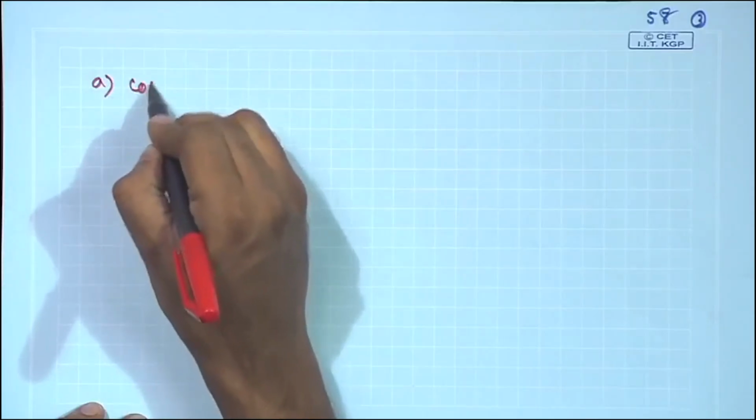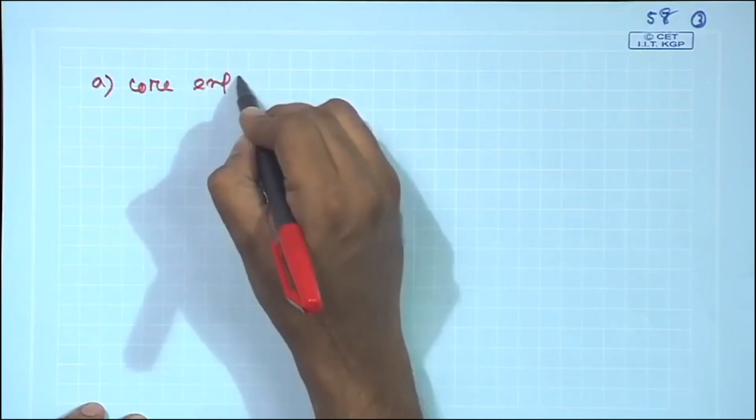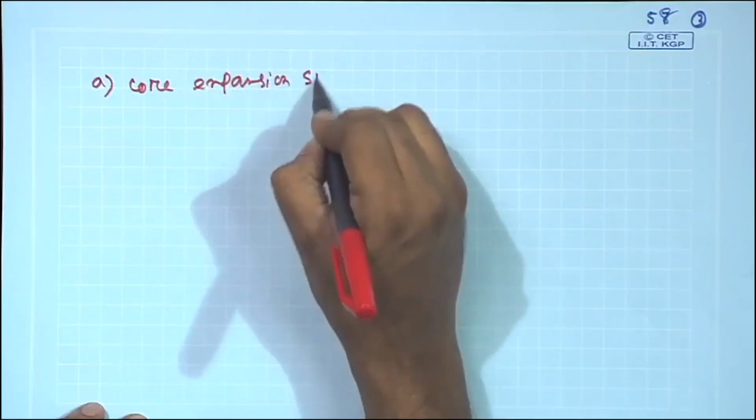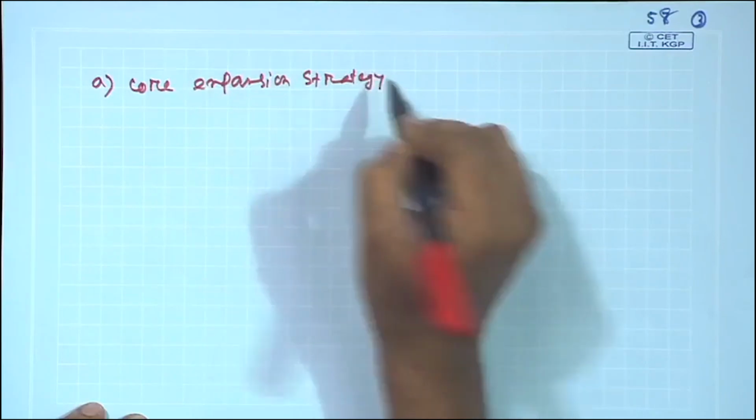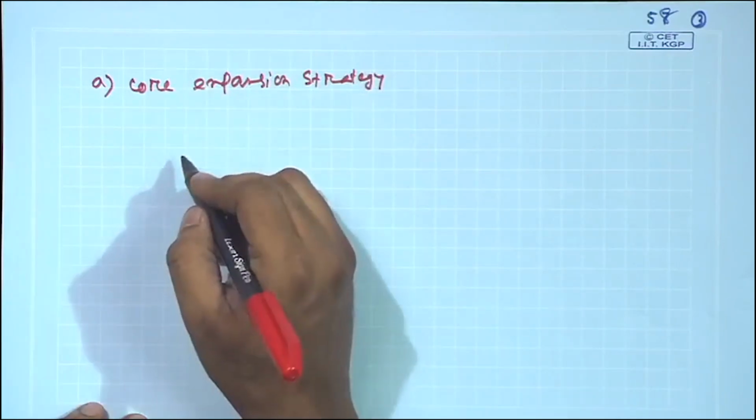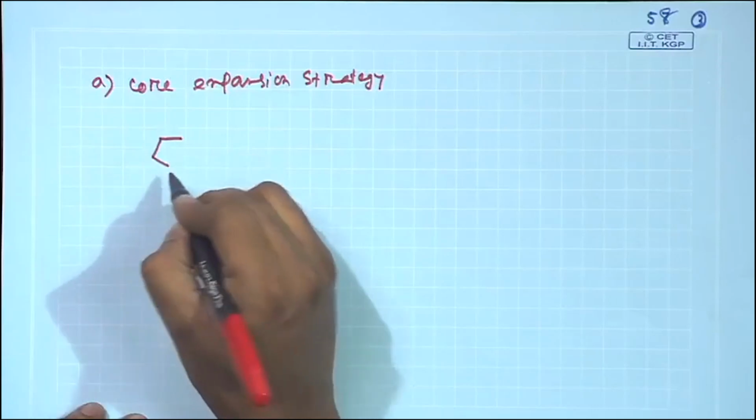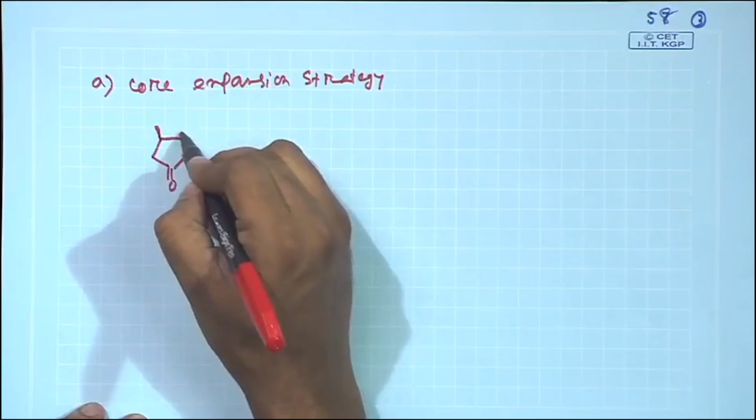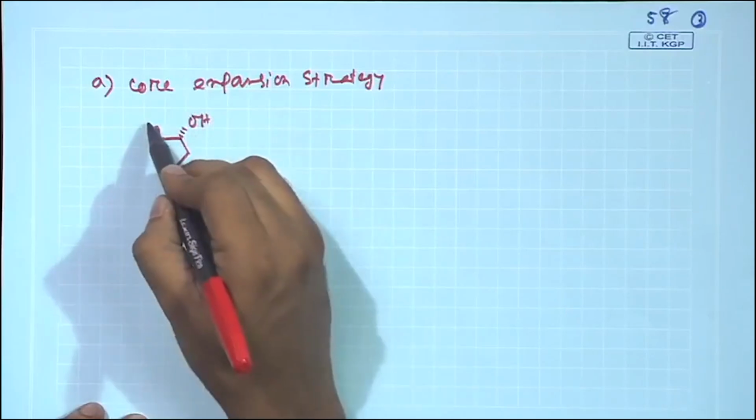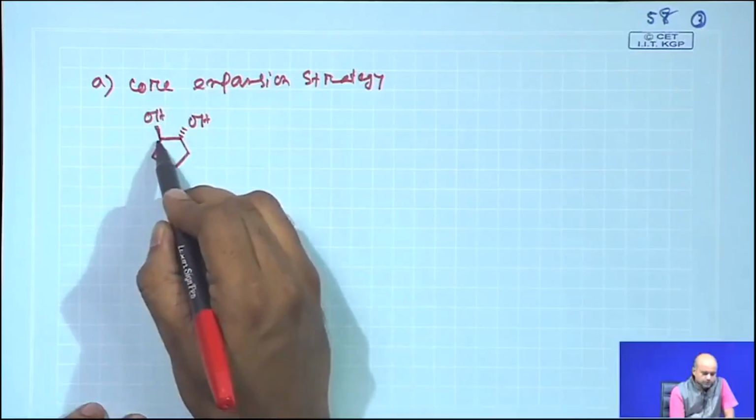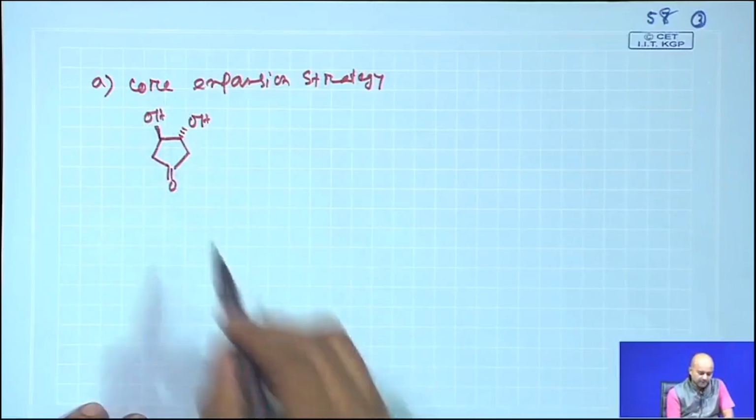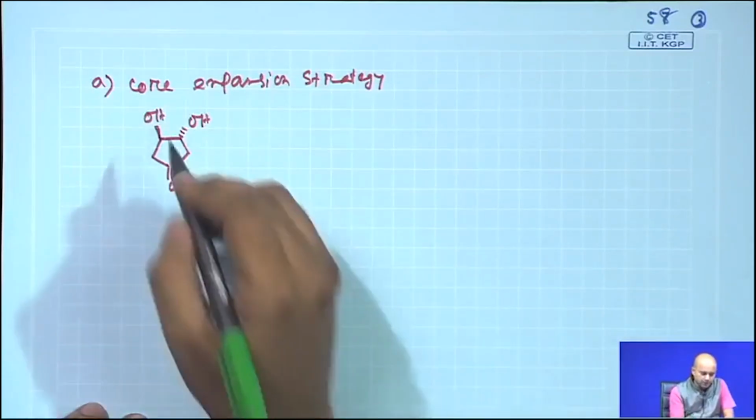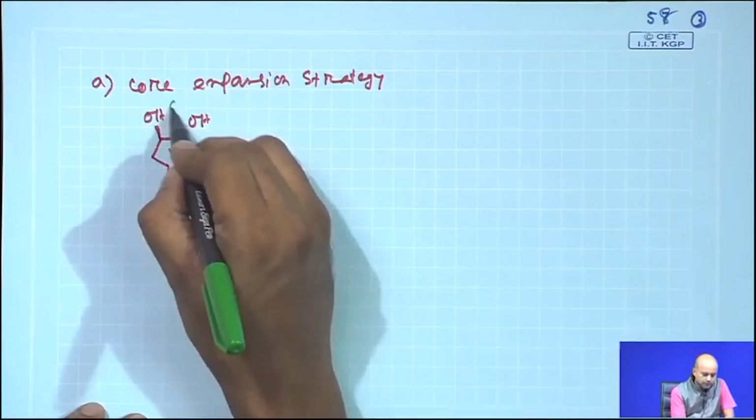In the case of core expansion, I will just explain what the core expansion strategy is. We are discussing a C2 symmetric target molecule. Now, what I will do is give you a target molecule. The target molecule structure is 3,4-dihydroxy cyclopentanone. Now, see the stereochemistry, this molecule has a nice C2 symmetry.